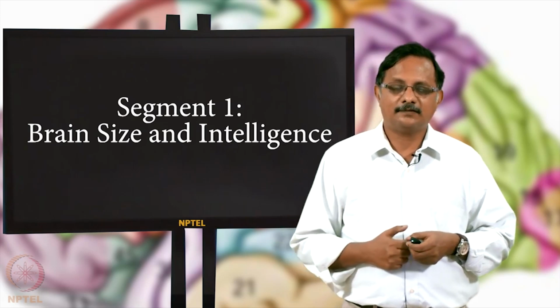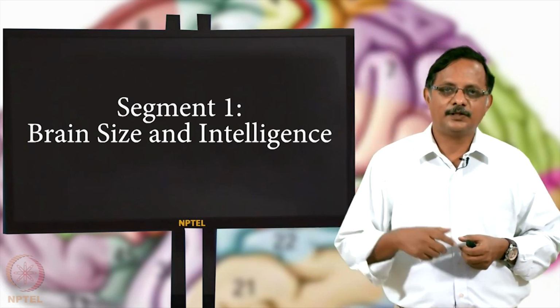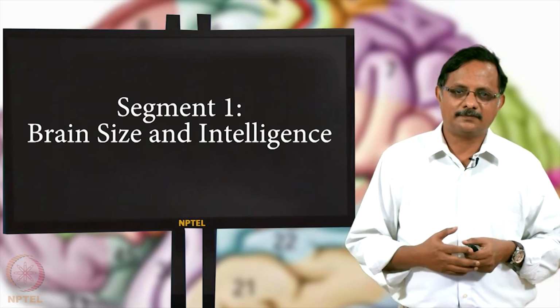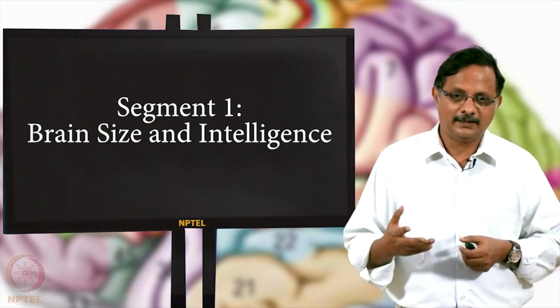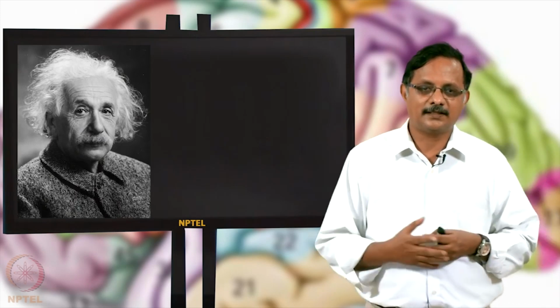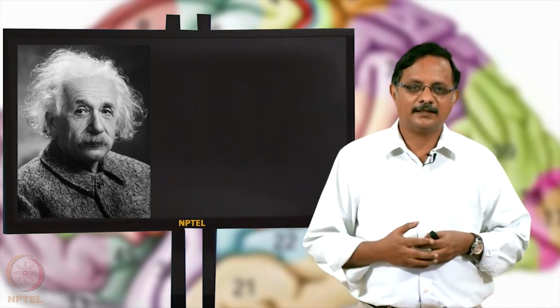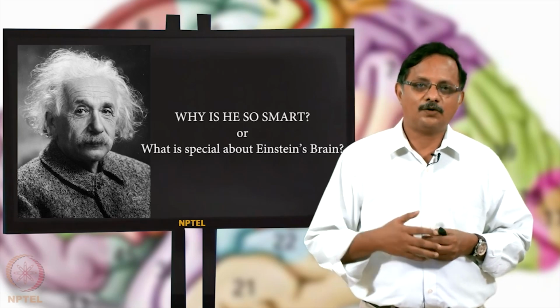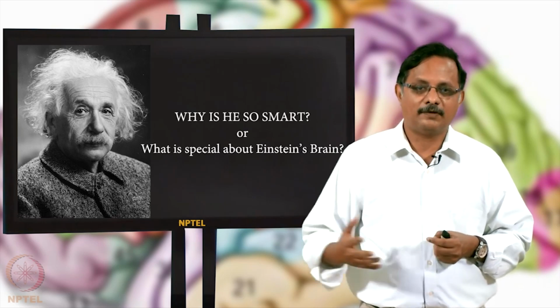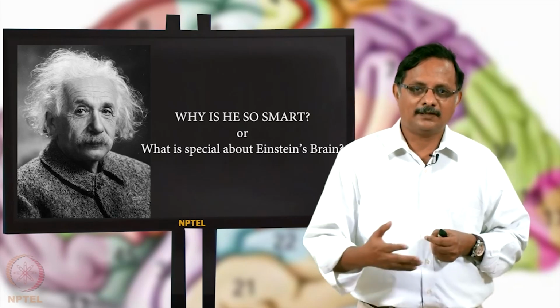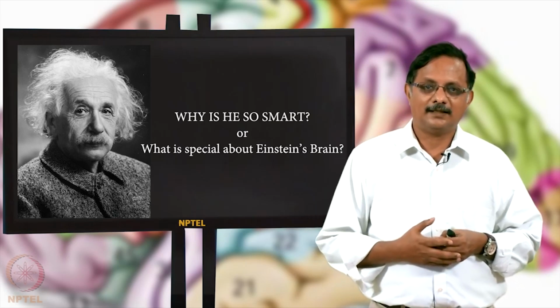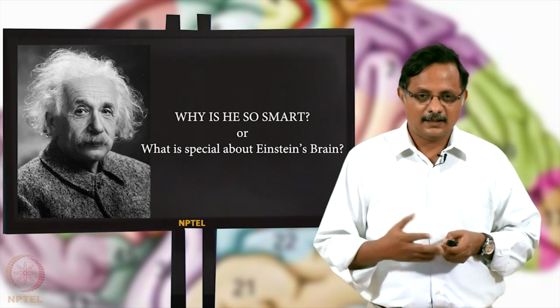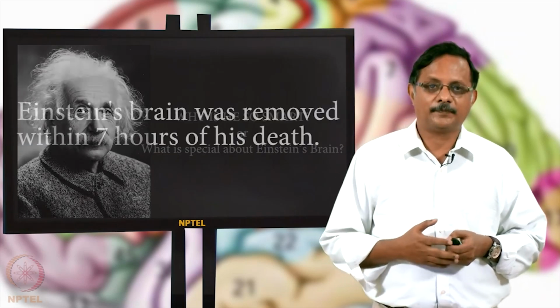Let us start with a simple story. The moment you think of intelligence, the first name that pops into your mind is probably that of Albert Einstein. He is one of the greatest geniuses of our times, and so you would often wonder what makes him so intelligent, how come he is able to think so differently from everybody else. People have even gone to the length of asking whether his brain is something different. What is special about Einstein's brain?